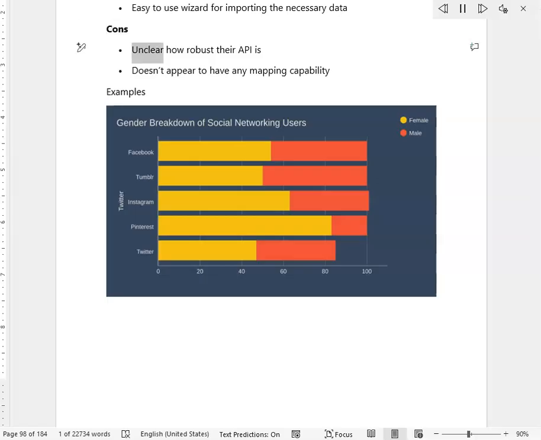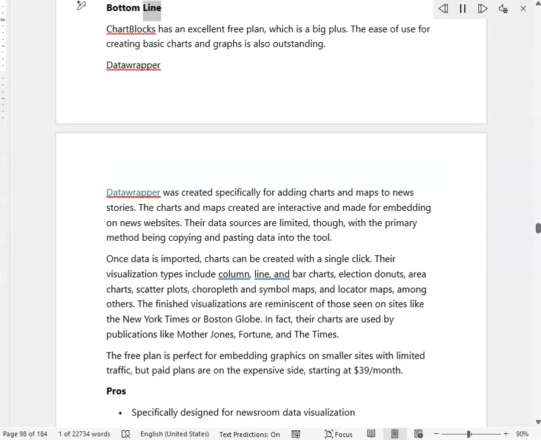Cons. Unclear how robust their API is. Doesn't appear to have any mapping capability. Examples. Bottom line. Chartblocks has an excellent free plan, which is a big plus. The ease of use for creating basic charts and graphs is also outstanding.